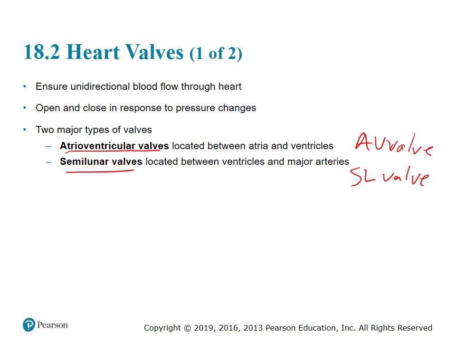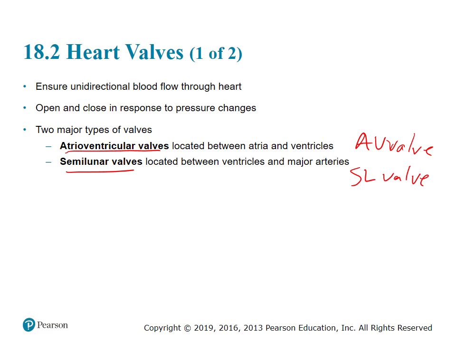The AV valves are located between the atria and the ventricles. Or you can put in parentheses between the chambers, if that helps you to understand it better. Because that's really what that means, right? Between the atria and the ventricles means between the chambers. So that means the right atria and the right ventricle have an AV valve in between. Does that make sense? And the left atria and the left ventricle have an AV valve in between. Now those two are going to have different names. We'll look at them in just a second. They're types of AV valves.